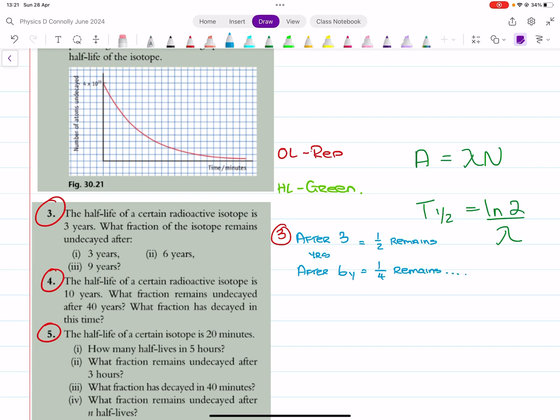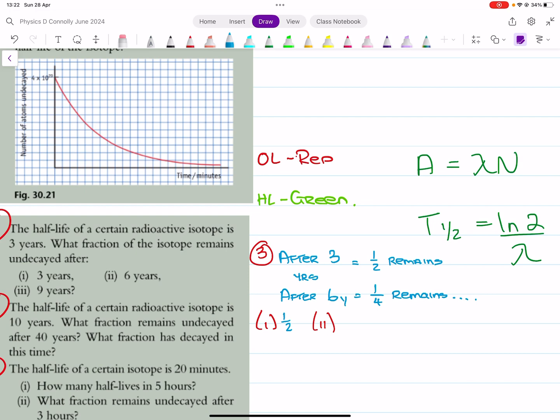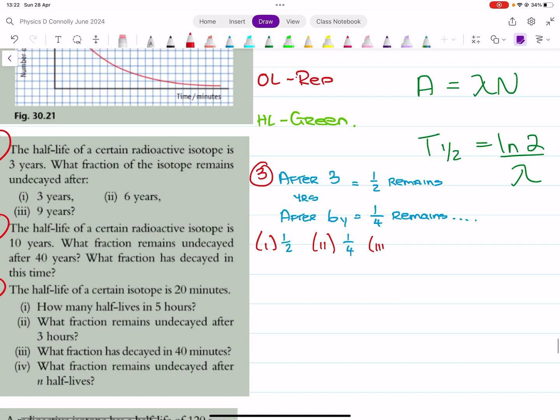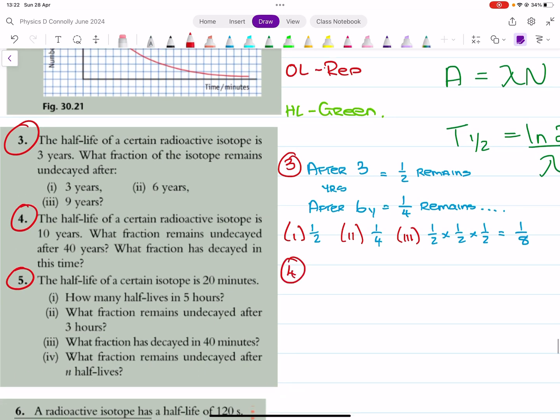So, what fraction of the isotope remains undecayed after 3 years? We've actually just answered that. It's half. What fraction remains undecayed after 6 years? We've answered that too. It's a quarter. And then what fraction after 9 years? So after 9 years, we do a half times a half times a half, because it's 3, 6, 9. So that's an eighth remaining.